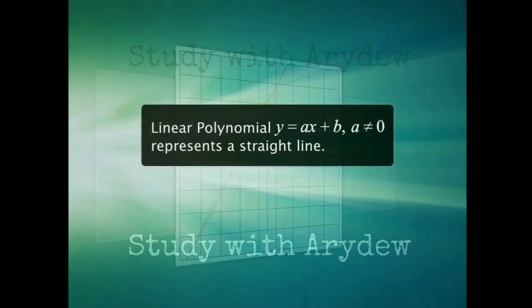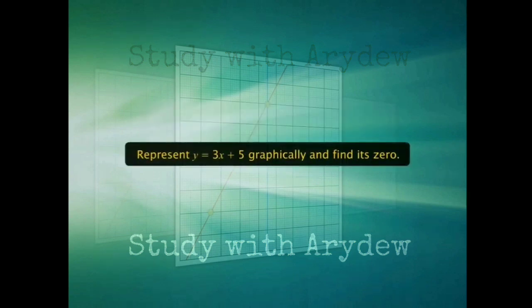Let's begin with a linear polynomial. A linear polynomial is a polynomial of the form ax plus b, where a is not equal to 0. It represents a straight line. Let's plot some linear equations and find out their zeros. Consider the polynomial y equal to 3x plus 5.